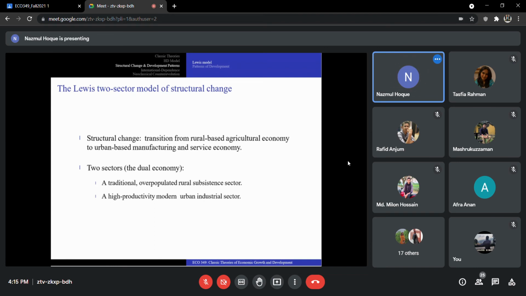Generally, the traditional sector or rural sector is overpopulated with a rural subsistence sector. Subsistence sector basically means people produce goods and services mainly for home consumption. And the other sector that we have is the highly productive modern urban industrial sector.